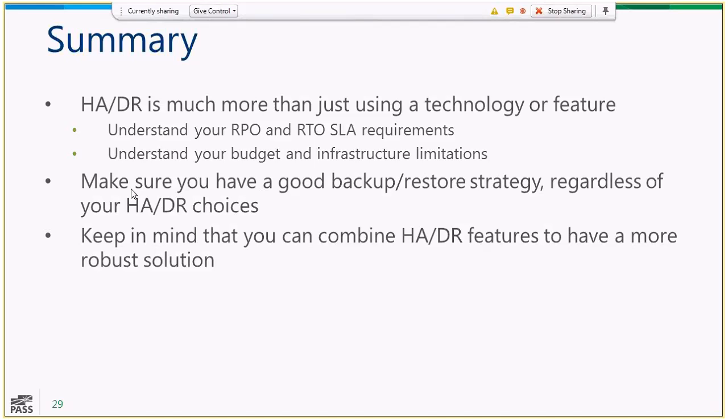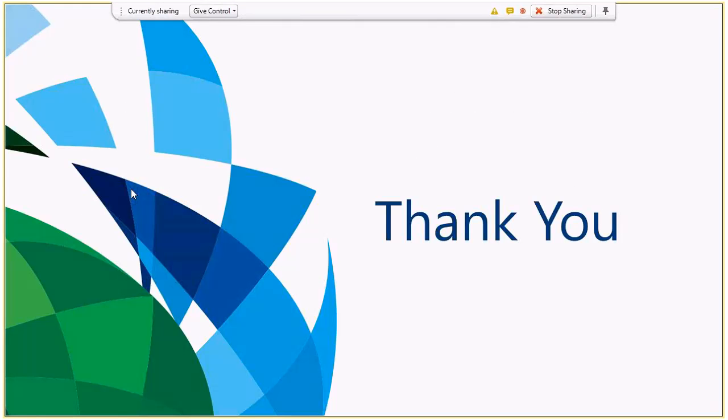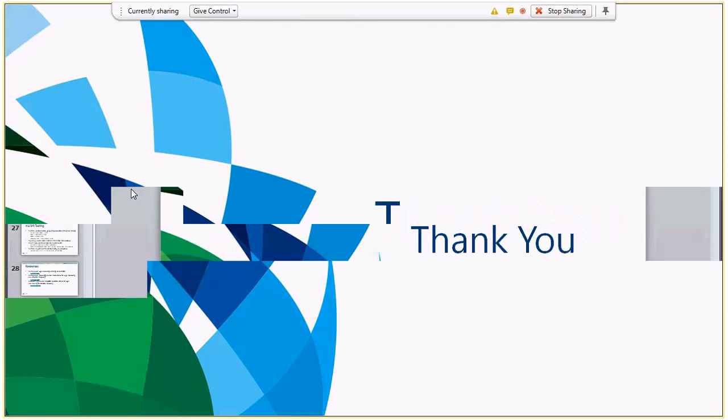And finally, keep in mind that you can combine these different HADR features. You don't have to say, well, we're just going to use failover clustering and that's it. You could use failover clustering for local HADR, and you could database mirror to another data center, for example. Or you could use database mirroring and log ship to another data center. So you can combine these to get the most robust solution that meets your RPO and RTO goals. So that's it. I think I've got some time left for some questions, if there are any.